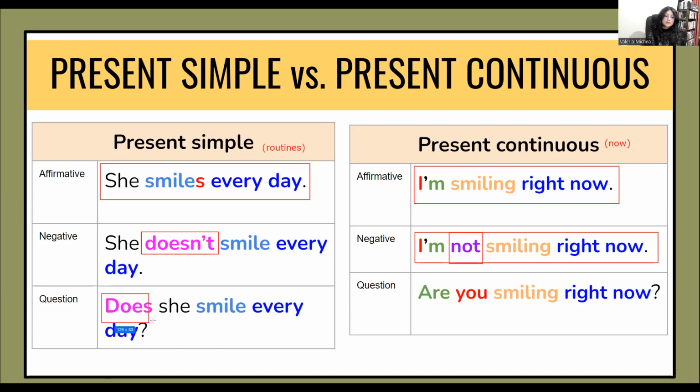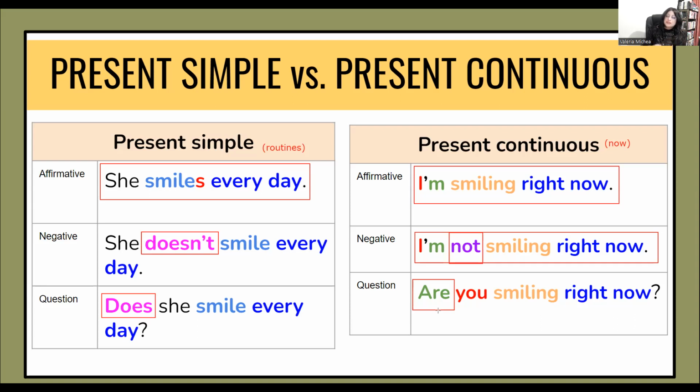If I want to ask a question in the present simple, I have to say, does she smile every day? That's my question, and I need an auxiliary verb, does. Whereas in the present continuous, I'm not going to need does, it's not necessary, and I just need to start by the verb to be. So are you smiling right now? That's what I would say, instead of saying does she smile every day.